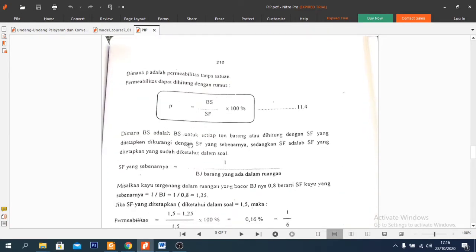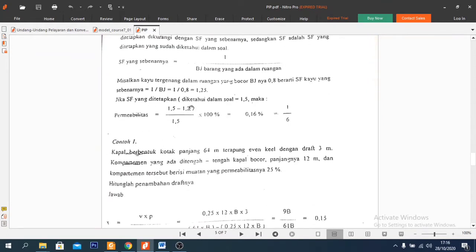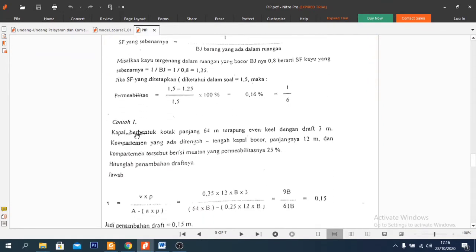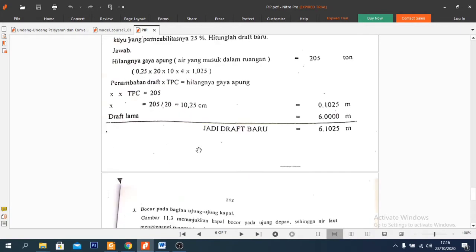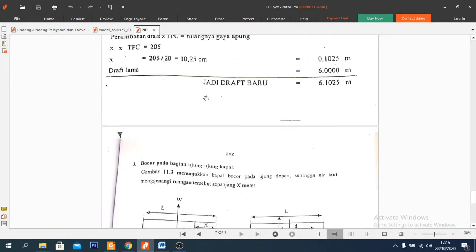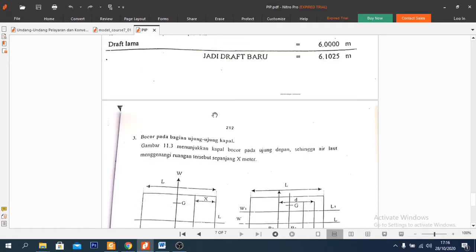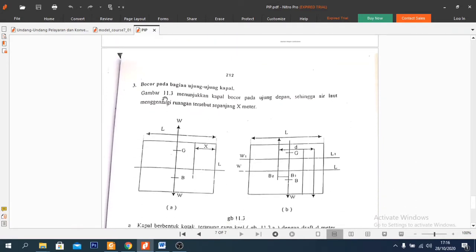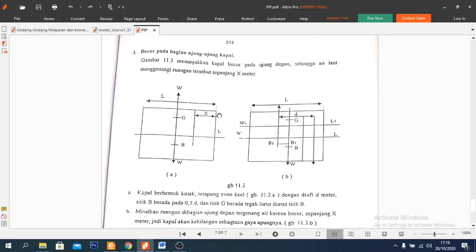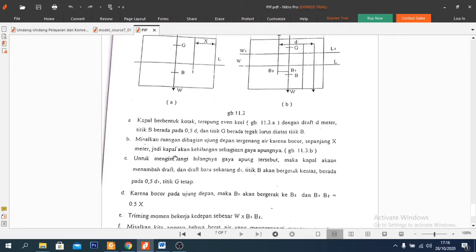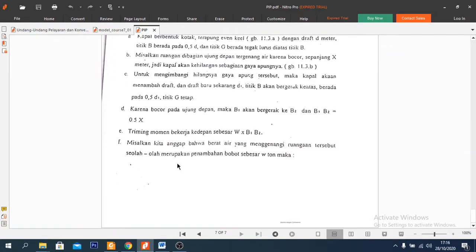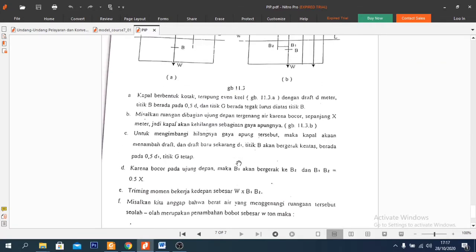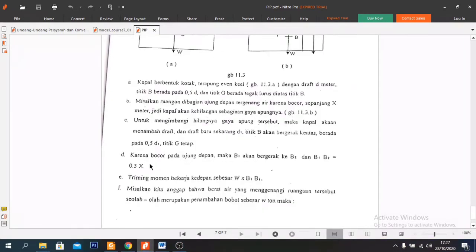Rumus-rumus seperti biasa, dan penjelasan singkat, dan langsung masuk ke contoh-contoh soal seperti ini. Contoh 1, contoh 2. Oke, selesai dari permeabilitas, langsung masuk ke konten ketiga, yaitu stabilitas pada kapal yang bocor pada ujung-ujung. Ini keterangan singkatnya A, B, C, D, E, F seperti itu, dan sudah hanya 6 lembar saja.